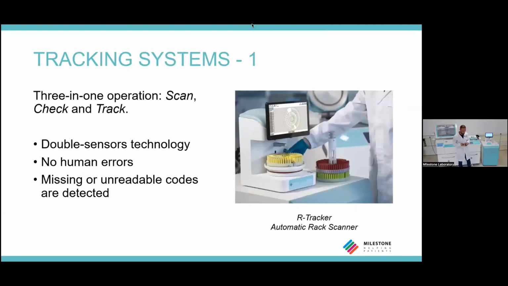that now I am going to show in detail. That's an automatic scanner that provides 3-in-1 operation: scan, check, and track all the samples. Now I'm going to show you how this works. So the operator just has to put the rack on the plate with the cassette, with the ID of the sample. Just put and start the run.